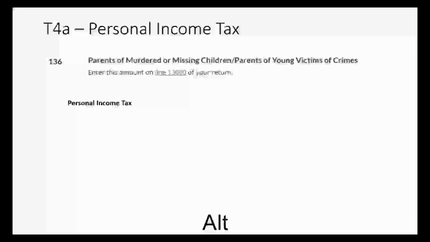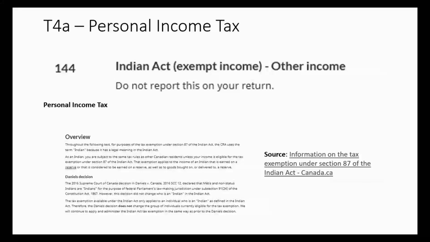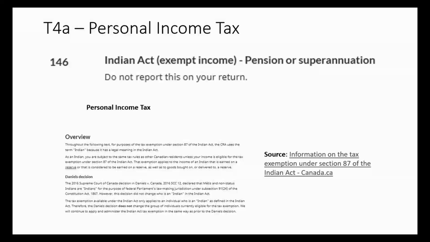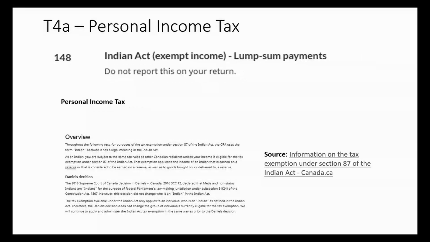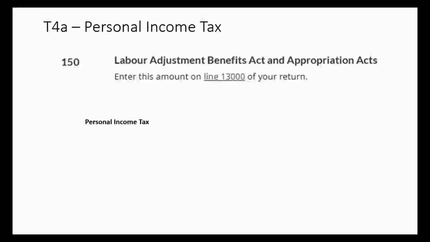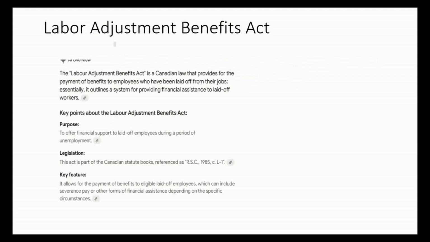All right, now apart from that, code 144 has to do with Indian Act, exempt income. Do not report this on your return. So this has to do with the reservations. Code 146, same story. Code 148, Indian Act, lump sum payments. Code 150, Labor Adjustment Benefits Act and Appropriation Acts. Enter this amount on line 13,000, excuse me.